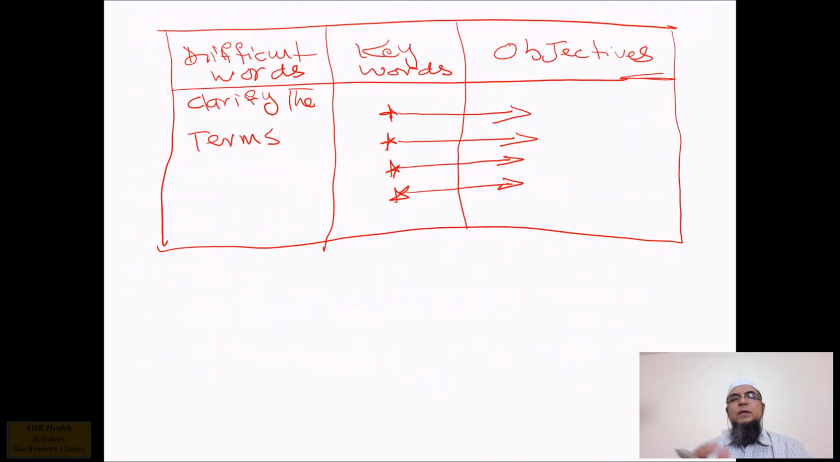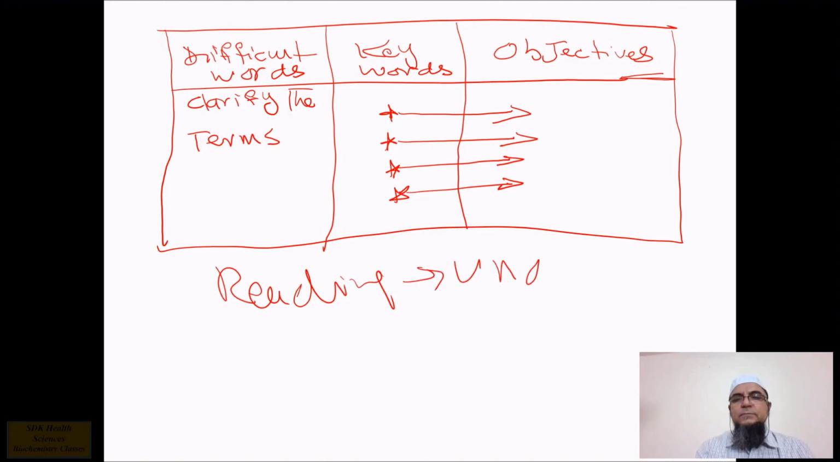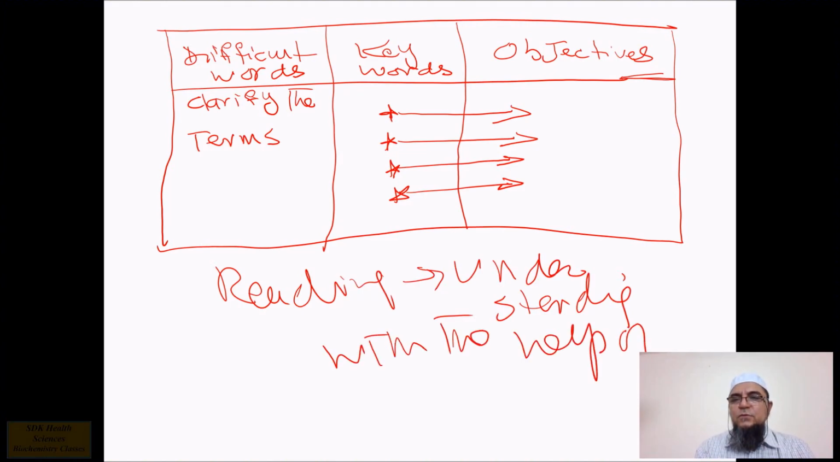So, what did we do in the brainstorming? Reading, understanding with the help of difficult words, keywords, and objective formulation.